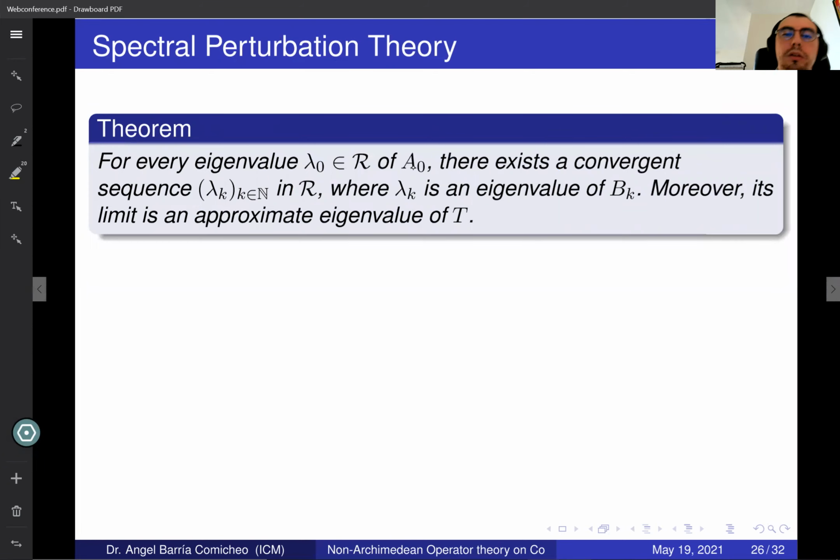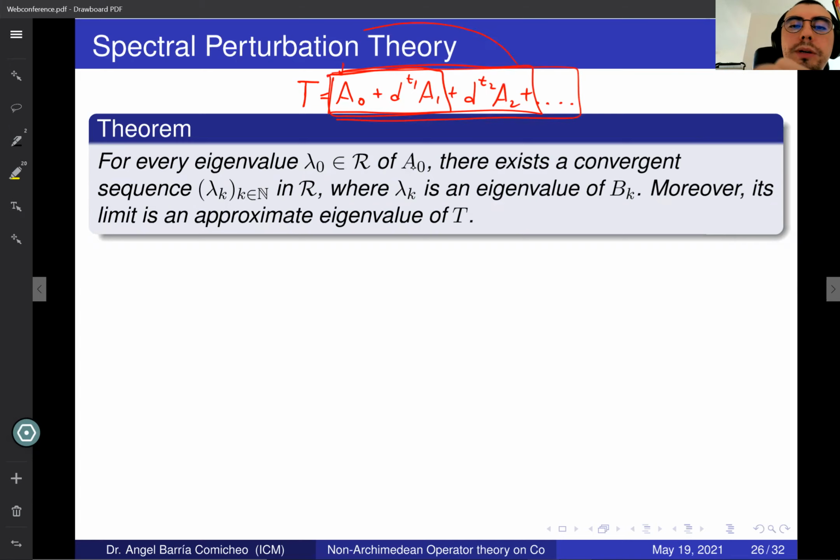Let me show you. Remember, the compact self-adjoint operator can be thought of as this power series of matrices, T1 A1 plus T2 A2, and so on. This is the compact self-adjoint operator. This result tells you that if you begin with any eigenvalue of the complex matrix A0, you can look at the eigenvalues of these partial sums and have a convergent sequence converging to an approximate eigenvalue of T. That is the idea of the theorem. So let's see the proof.